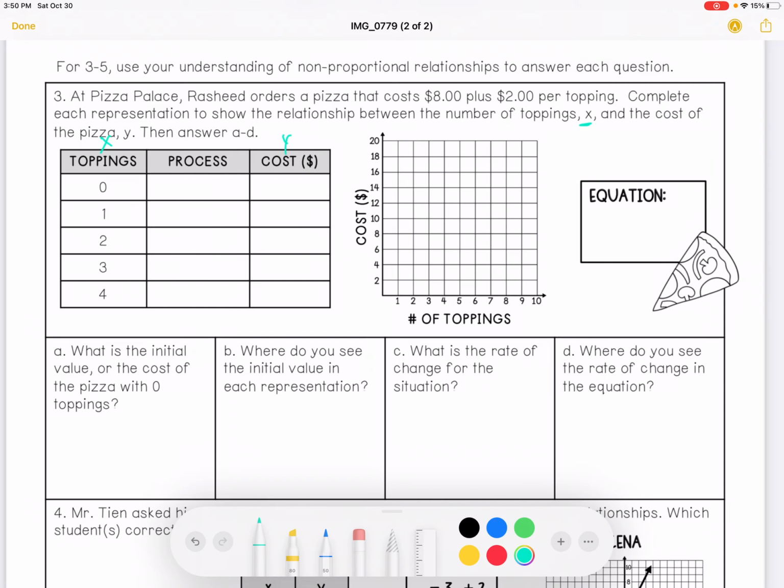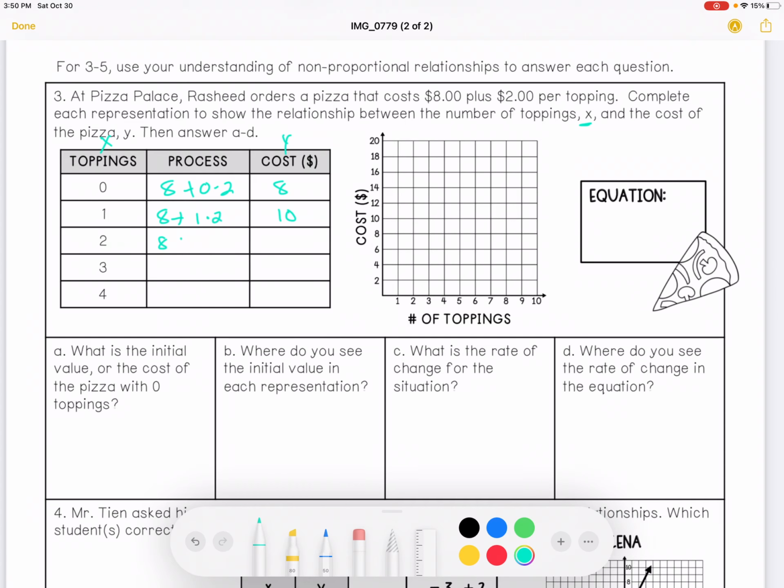The process is that if we get 0 toppings, we're still paying $8 for our pizza, but we're adding 0 amount of toppings to that. So 0 times 2, and the cost will only be $8. However, if we order 1 topping, it's going to cost us $8, plus we have to pay for that 1 extra topping, which is $2, which means we will be paying $10.